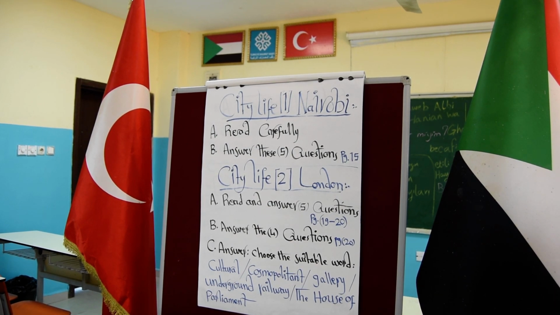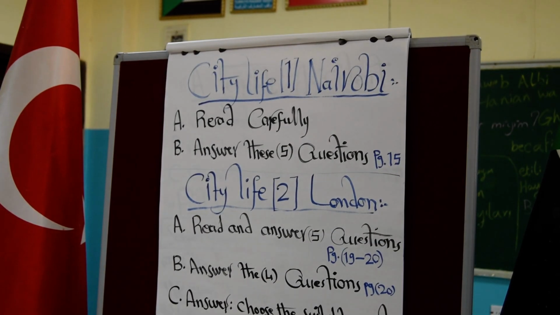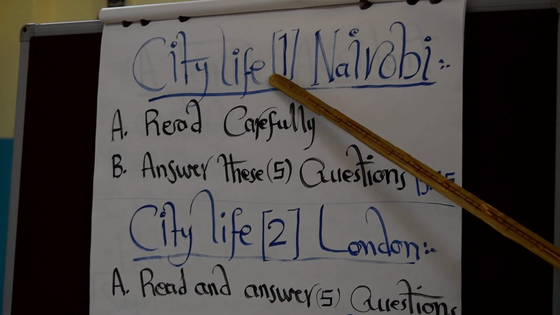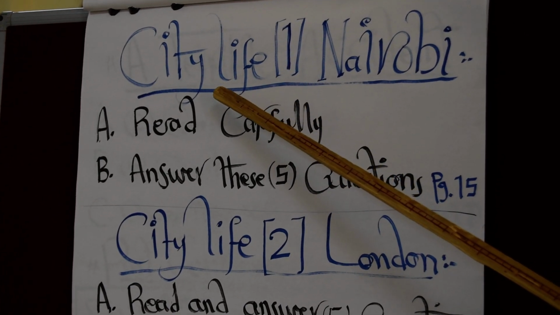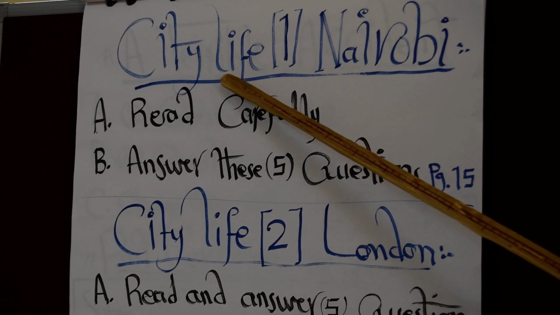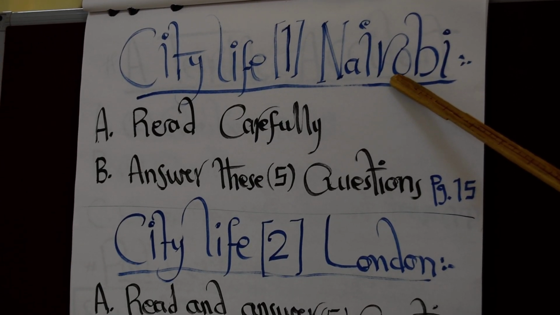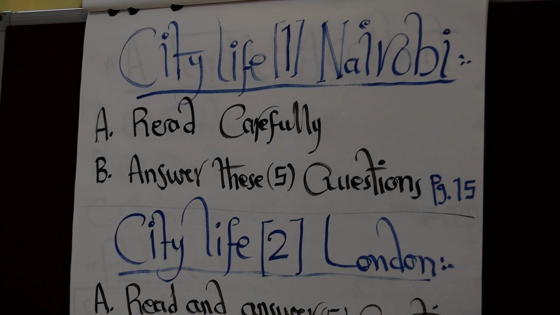This is me, your teacher Mahmoud, and this is your lesson, the Spine book, City Life 1. By the way, we have two City Lives, but this one, City Life 1, is about Nairobi, the capital city of Kenya.